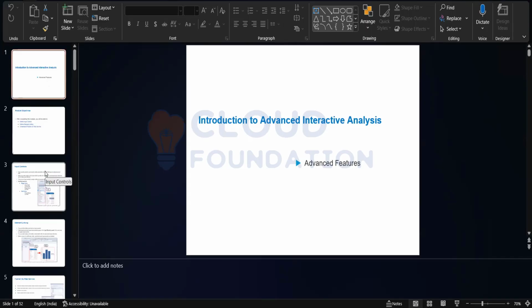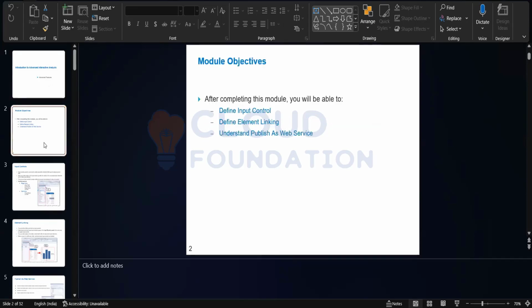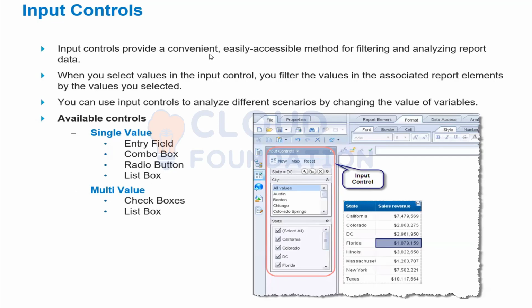Today we will go through advanced features of Web Intelligence, like input controls, element linking, and understanding publish as a web service. Input controls provide a convenient, easily accessible method for filtering and analyzing report data. Because if we just use report filters, right click and filter, the user might not be able to see whether this report has any filters or not. But if we use input controls, it is very user friendly.